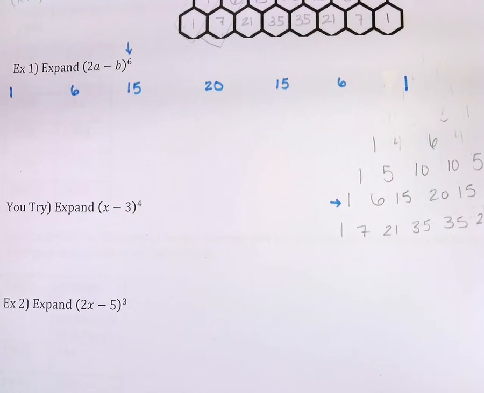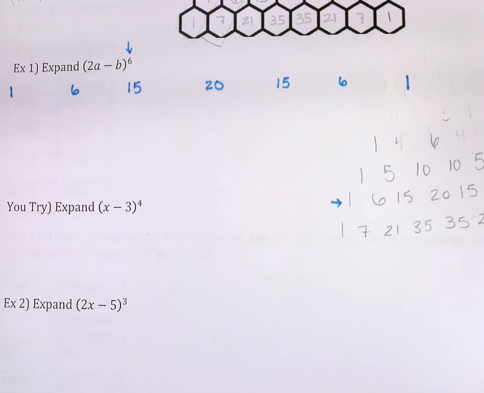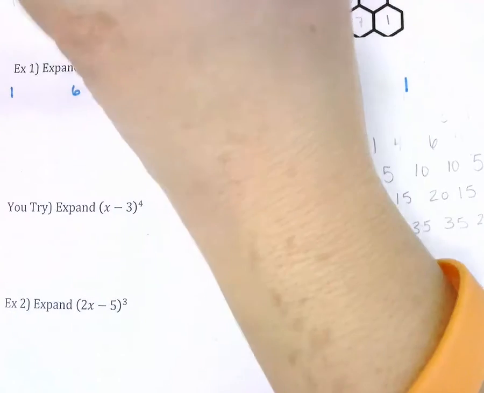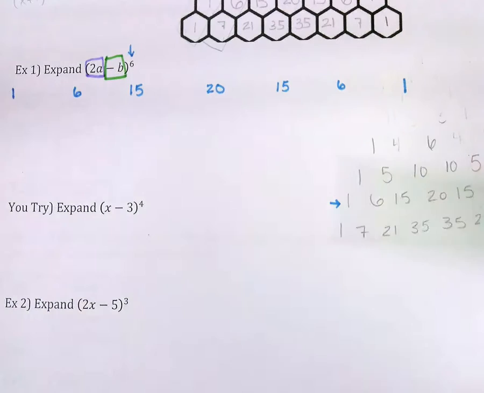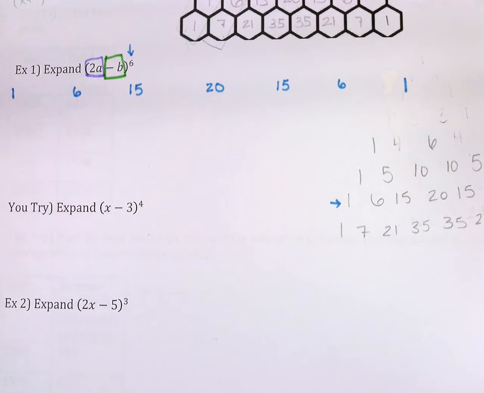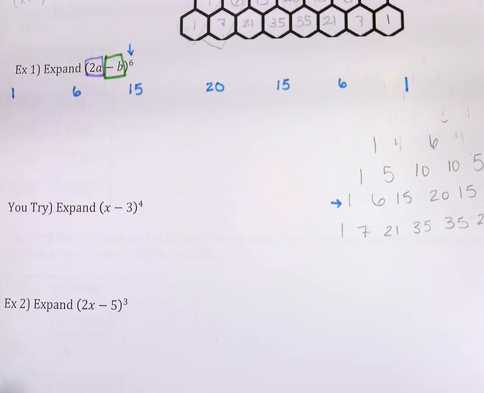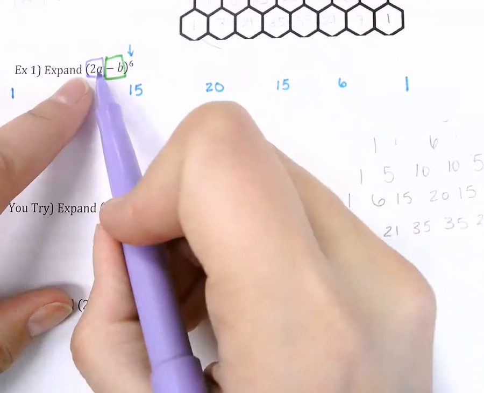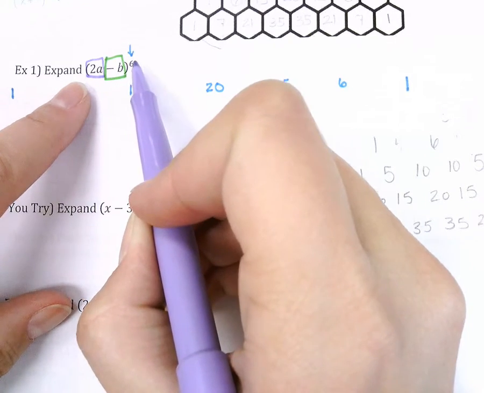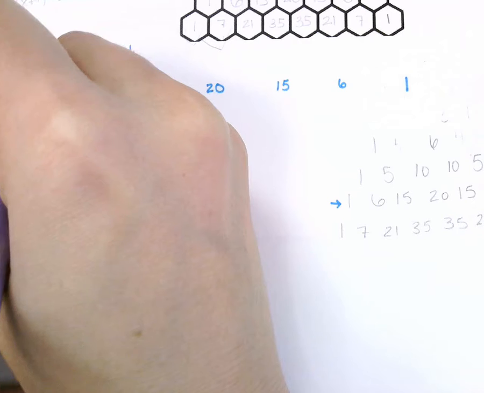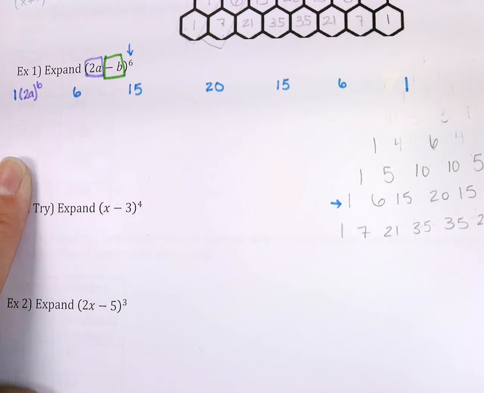Now, every expanded binomial is going to have a certain number of these and a certain number of these in each term. Are you with me? Whatever this first term is, you are going to raise that to the big power, the 6th power, right here. So you're going to have 6 2a's in the first term.